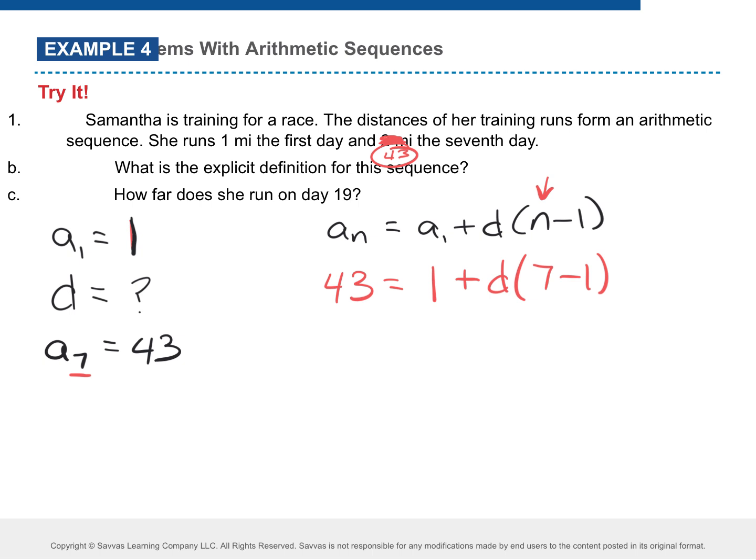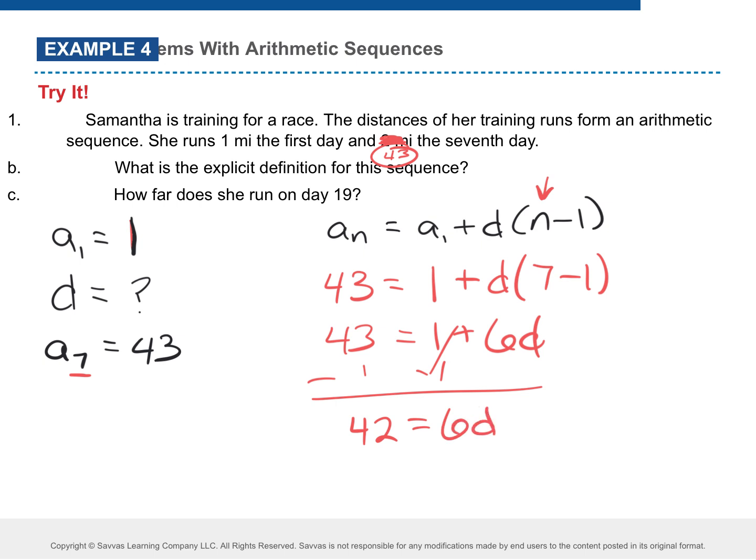So we just need to solve for our distance or our difference. Okay, so we have 43 equals 1 plus, what's 7 minus 1? 6. And then we still have D. How do I solve for D? Minus 1 on both sides. So we have 42 equals 6D. Divide by 6 to get D equals 7. Yep. So the difference is 7.